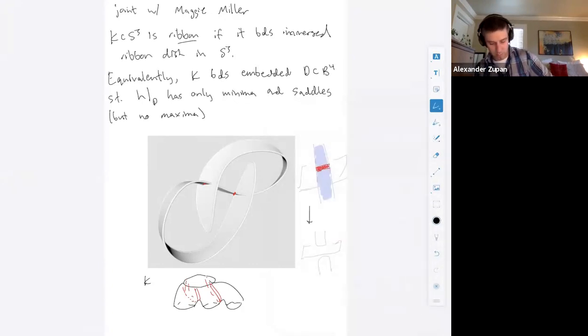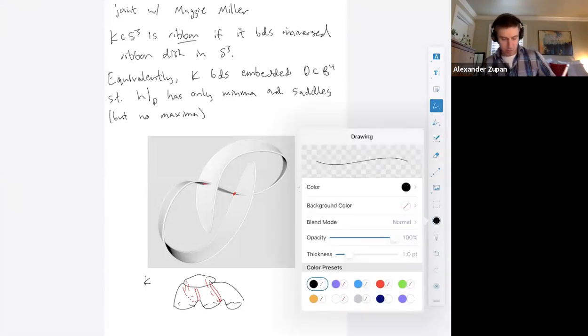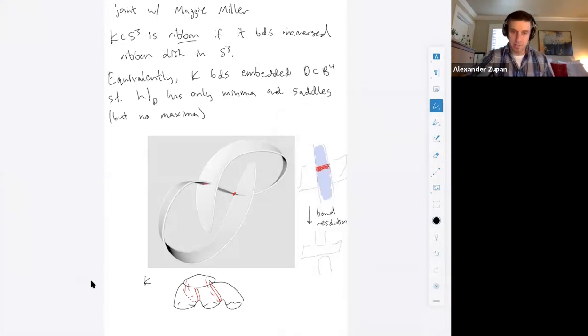So this is the band resolution. And it's straightforward to check that when I do these two band resolutions, I get a 3-component unlink. And so the two bands give me this cobordism in B4, and then the 3-component unlink can be capped off with 3 disks. And so this is my embedded ribbon disk in B4.